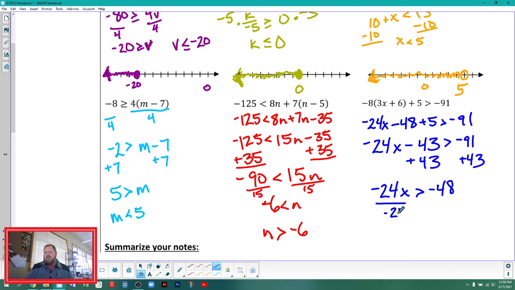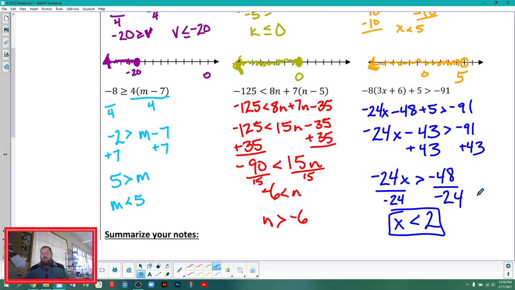Divide both sides by negative 24. Divide by negative 24 means I need to flip the inequality, but I get less than 2. Okay, and that's my answer. Okay, so keep that one rule in mind. Otherwise, this is really just another way to solve equations, or another look at solving equations.